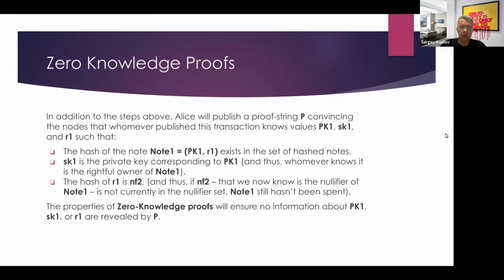So again, the hash of the node 1, PK1, R1 exists in a set of hash nodes. Secret key 1 is the private key corresponding to PK1, because it's not enough to prove that you have this PK1, you have to prove that you can spend it. And how you do it on a blockchain: you have to prove that you know the secret key, or private key, which corresponds to the specific public key.